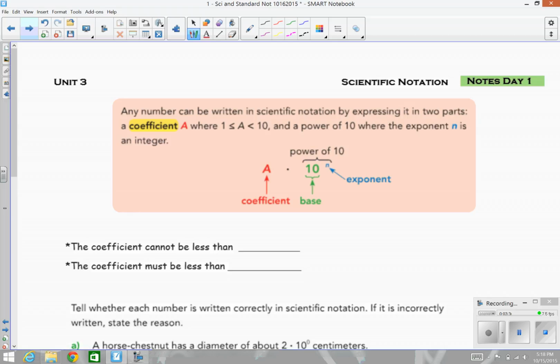Any number can be written in scientific notation by expressing it in two parts. We have the coefficient, which we've seen used in other ways and will continue to see throughout the school year. It's the number in front of everything, for lack of a better way to explain it. That coefficient has to be greater than or equal to 1 and less than 10. We're also going to have a power of 10 raised to an exponent, and that exponent has to be an integer. So the gist here is that your coefficient cannot be less than 1, and it must be less than 10. And that's the key.